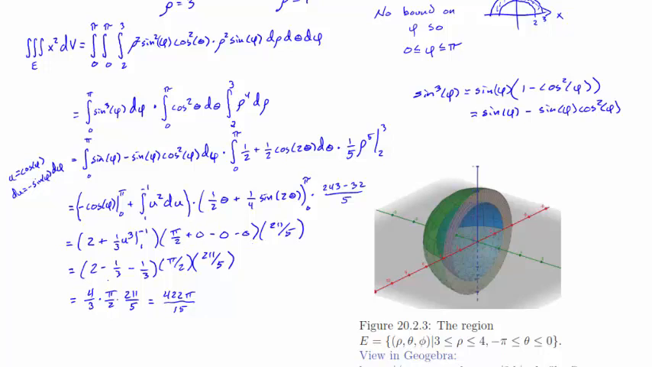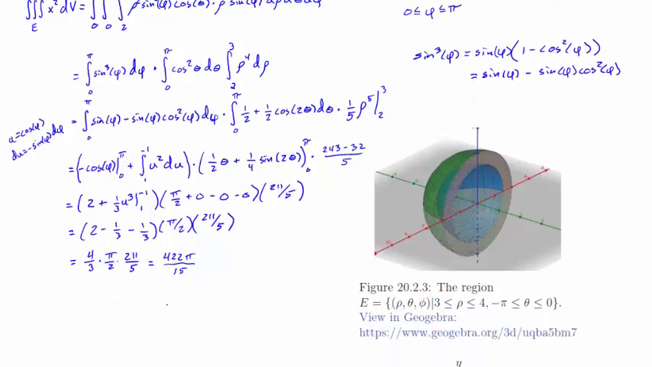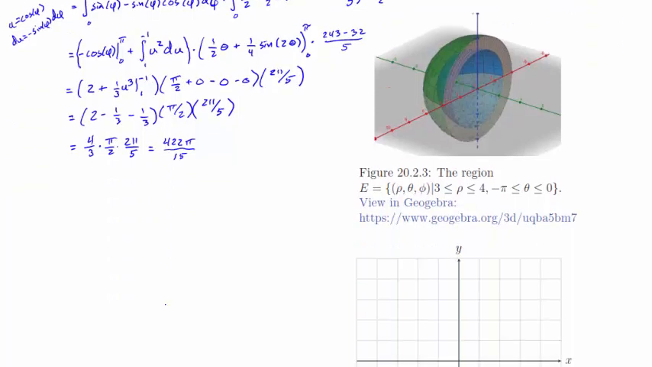This then equals 2 minus 1/3, close parentheses, times pi over 2 times 211 over 5, which equals 4/3 times pi over 2 times 211 over 5, which equals 422 pi divided by 15. And that is our final answer.